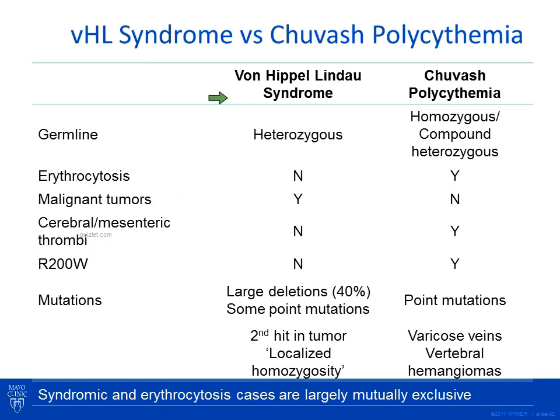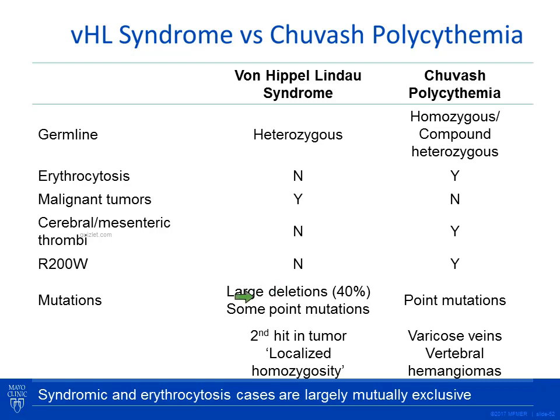Some of you may know of the von Hippel-Lindau syndrome, occurring in the same gene. It's interesting that if we look at the two, even though they involve the same gene, the symptoms are different. You can see that here in Chuvash, it's dominated by the erythrocytosis. That characteristic does not occur in von Hippel-Lindau syndrome, in which the major manifestation is the multiple malignant tumors. You can see that the R200W does not occur in von Hippel-Lindau syndrome like it does in Chuvash.